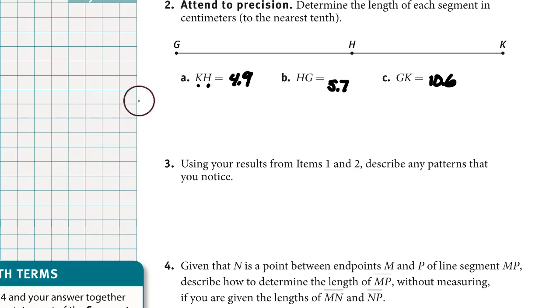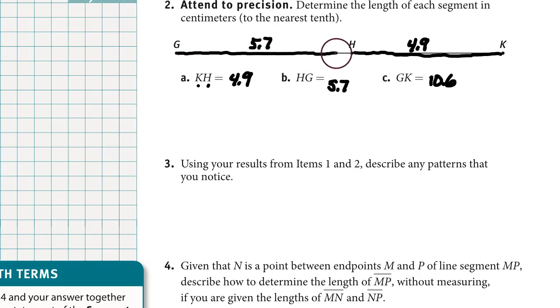For problem 2, let me tell you what the answers are on a ruler. From K to H is 4.9. I'm going to label that in the drawing, so this piece here is 4.9 centimeters. From H to G is 5.7. Let me label that in the drawing, so 5.7 from the G across to the H. From G to K, that is the entire distance all the way across, is 10.6.